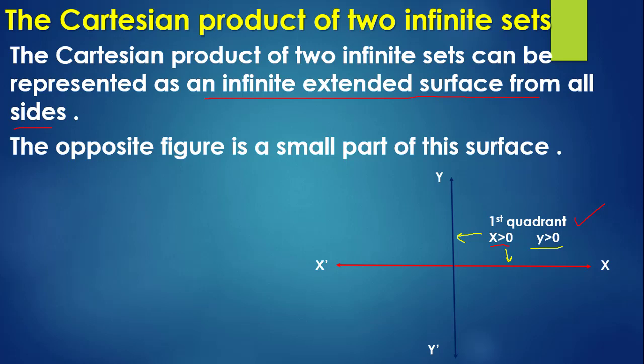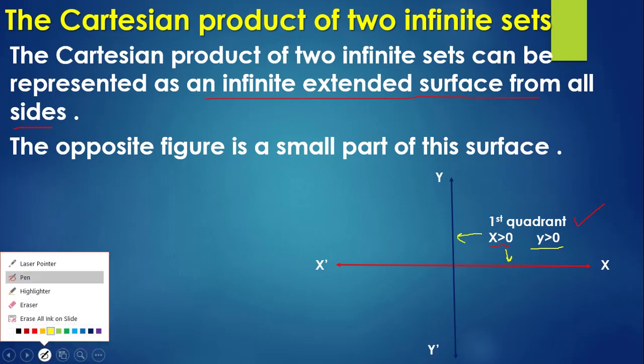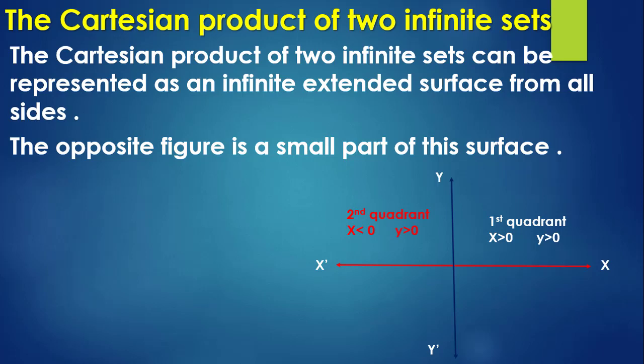Let's move to the second quadrant. The second quadrant here, as you can notice, y is positive because this part is the positive part of y-axis, but x is negative, less than 0. So in the second quadrant, x is negative and y is positive. The third quadrant here, both of them are negative. Finally, in the fourth quadrant, x is positive. This is x, the part of positive x, and here y is negative.